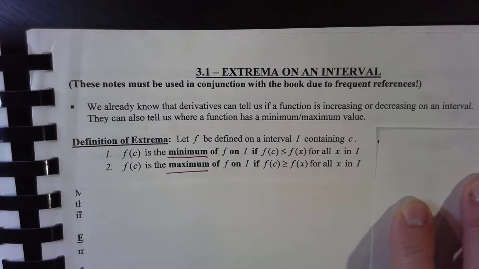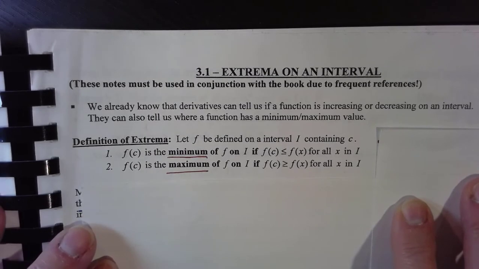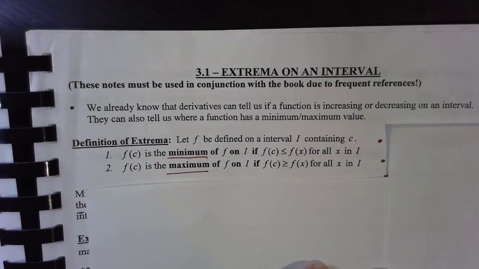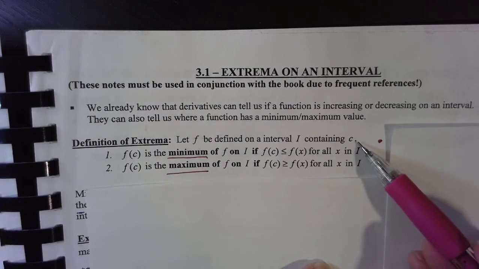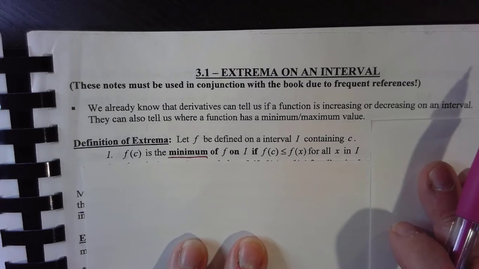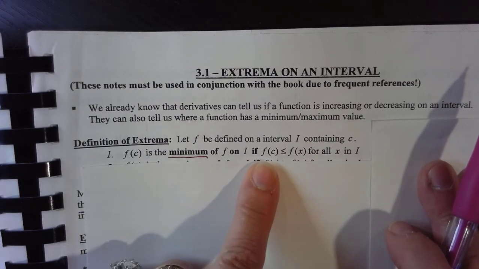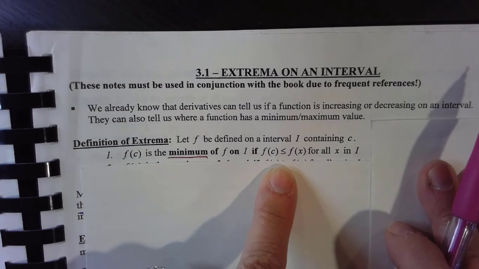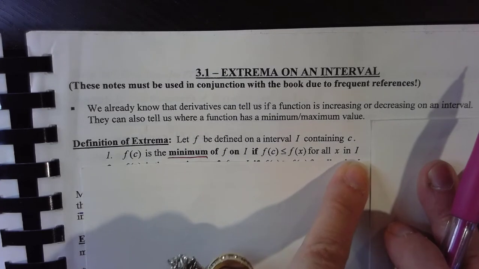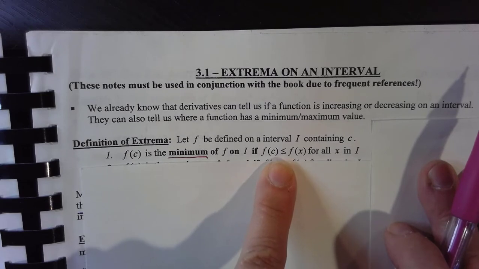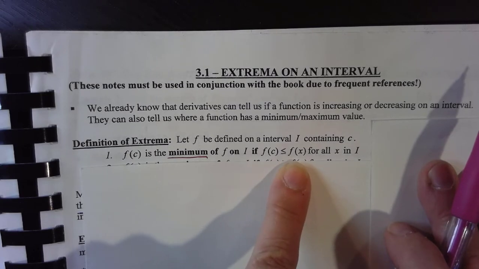So first of all, we need some vocabulary. The definition of extrema is: let f be defined on an interval I containing some c. So f of c is the minimum of f on the interval if f of c is less than or equal to f of x for all x in the interval. In other words, the y value at c is less than or equal to all other y values of the function in that interval.